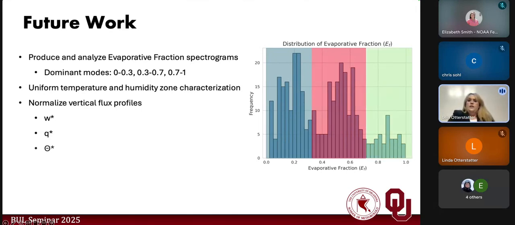The second thing we're interested in looking at is identifying and analyzing uniform temperature zones and uniform humidity zones to be able to understand their structural properties. And then finally, normalize vertical flux profiles to improve collapse across cases in the spaghetti plots that I was showing you earlier, so we can get a better idea of what exactly is occurring within our cases. And that would be normalizing them with W star, Q star, as well as theta star.